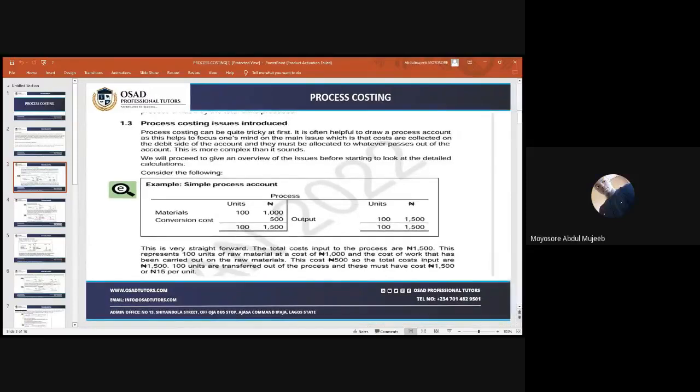On the debit side of this account, what do we have there? How many units of this material are we using for this particular production?